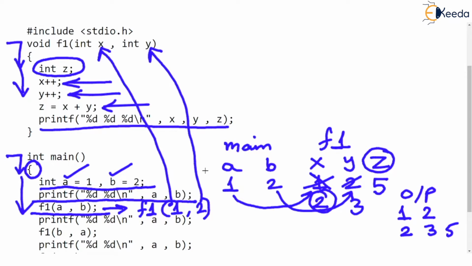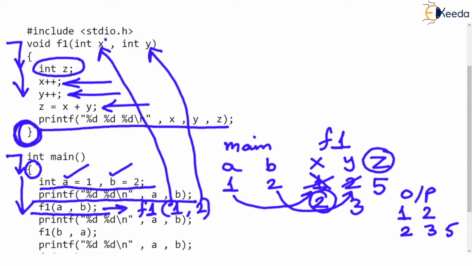And now comes the very important point. This function f1 is coming to an end. Just watch this, the close brace. When the function ends, all the resources which were made for the function are strictly deleted.